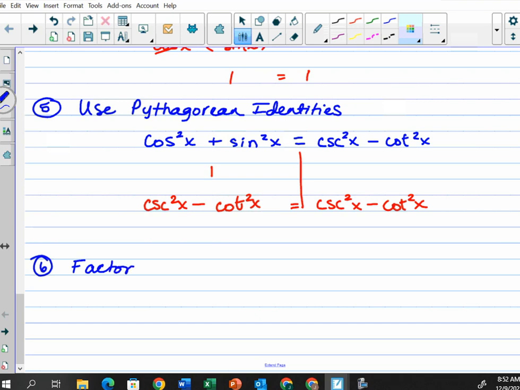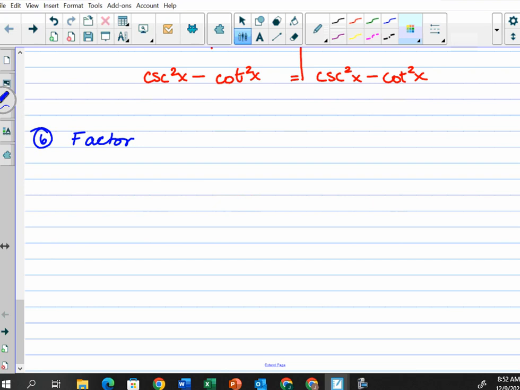All right, 6th strategy, factor. I do love factoring. This one's pretty short too, maybe one more step than the last one. All right, cotangent of x minus cotangent of x times cosine squared of x equals sine of x times cosine of x.